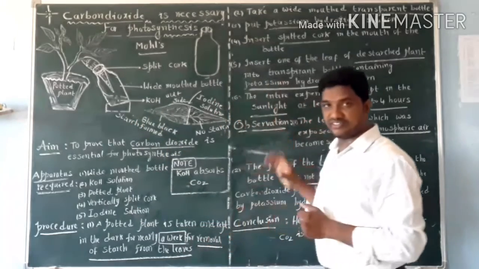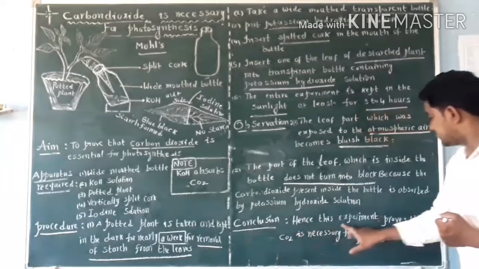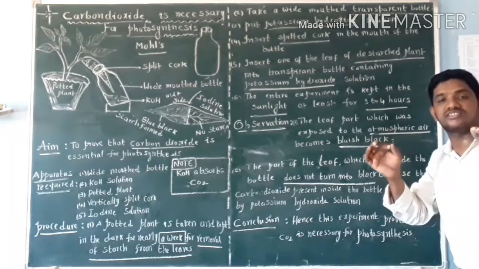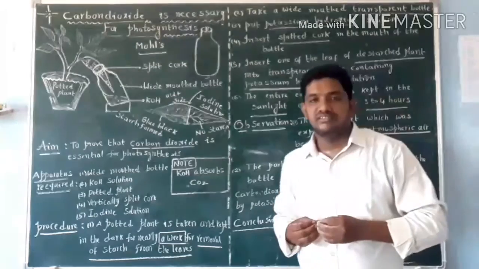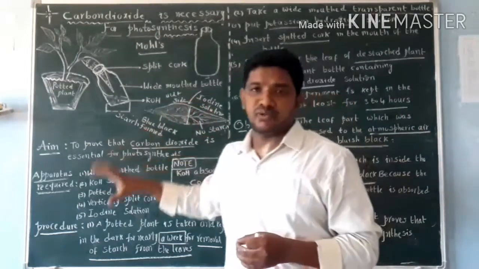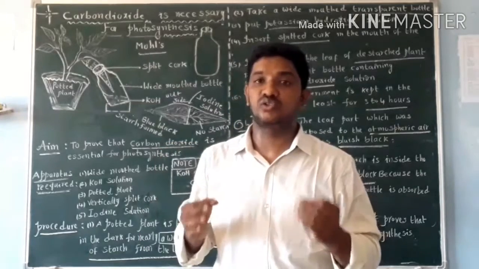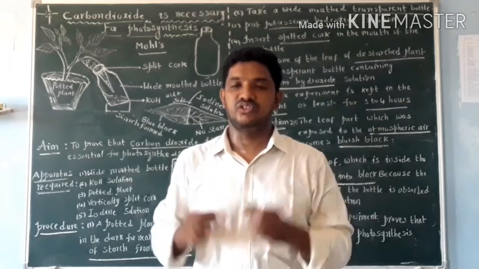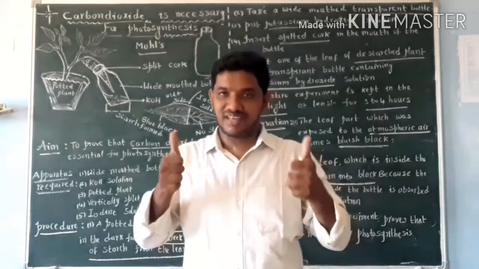That is the observation. Finally, the conclusion. Hence, this experiment proves that CO2 is necessary for the photosynthesis process. My dear children, this is very important for the public examination. They ask it 2-3 times. You should concentrate more. Thank you. Thank you so much.